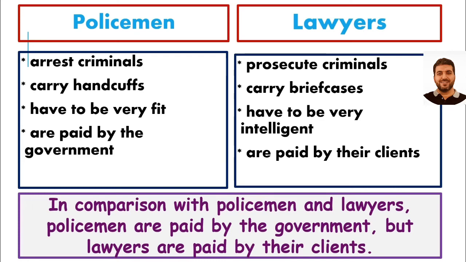And you can say instead of, but you use ing. Instead of having to be fit like policemen, lawyers have to be very intelligent. So we have different answers. The next one: in comparison with policemen and lawyers, policemen are paid by the government, but lawyers are paid by their clients. Very good. So this is how we join the sentences together.